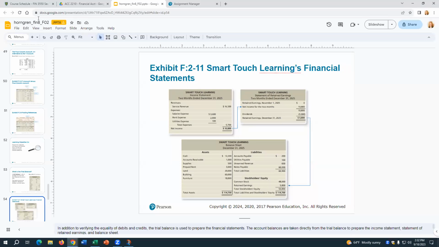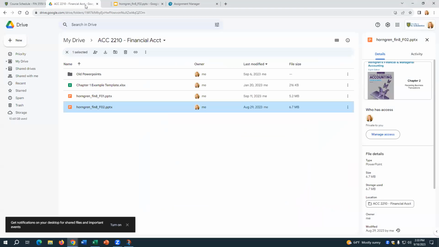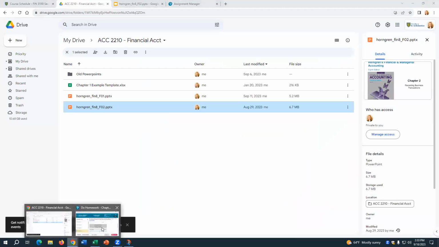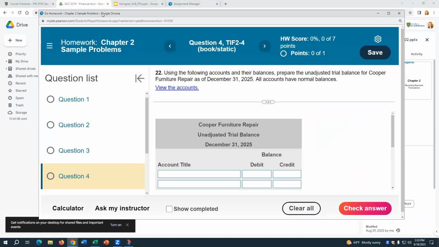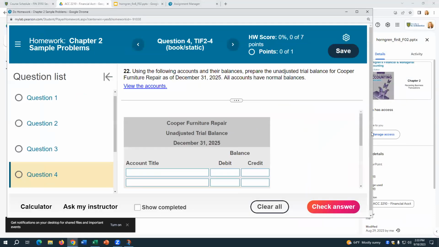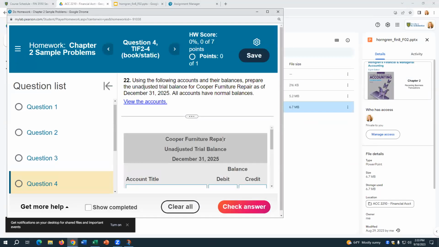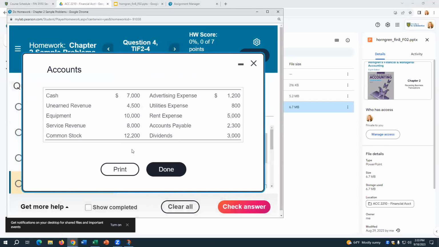Okay, so looking back at our sample problems, I'm going to have you work on this trial balance here. They gave us the list of accounts, and I just want you to plug that into a trial balance format here. So the rule of thumb for how we do this is you want to put them in the order of assets first, then liabilities, then equity accounts.